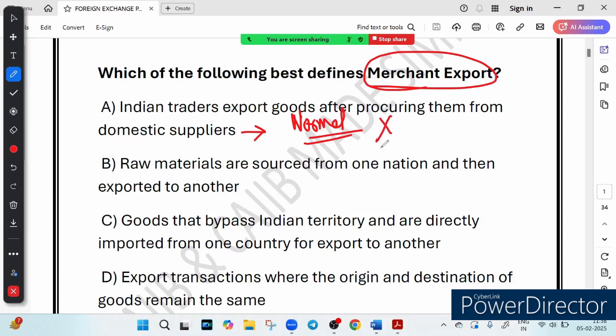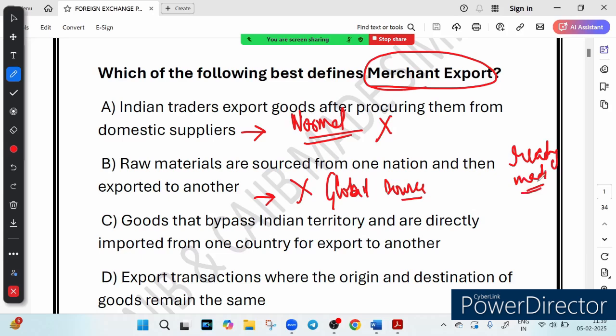Then option B says that raw material are sourced from one nation and then exported to another. This sounds close, but it is more likely a global sourcing, isn't it? A company buy raw cotton from Egypt, process it in Vietnam and export the final product to Europe. However, in merchant export the trader do not process or manufacture anything. So that is why this option is also incorrect, because merchant export do not involve processing. So merchant export involve what? Ready-made good, right? There is nothing like processing here.